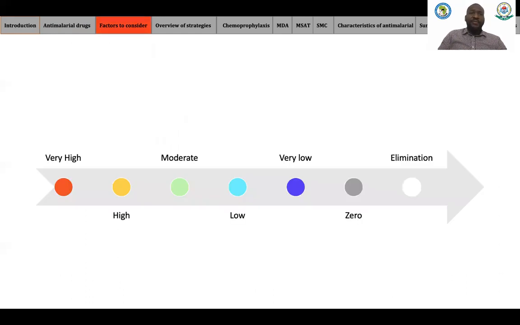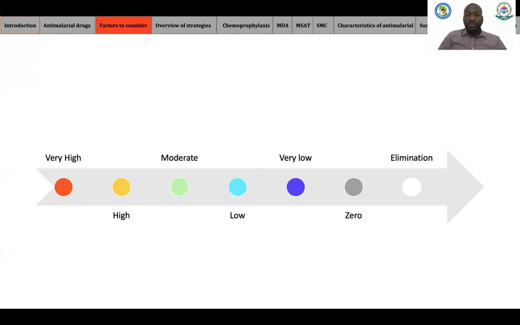For example, in areas that have very high transmission, you would expect people to have premunition. The general population will have immunity to malaria, and these would be much older people, let's say people above 5 years. That's why the higher-risk population is children under the age of 5, and pregnant women would be much more vulnerable in this setting, and they would behave differently.